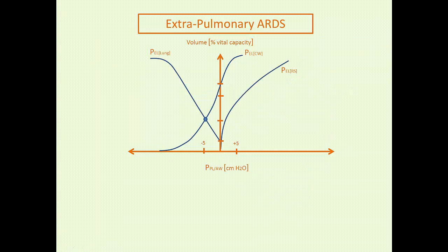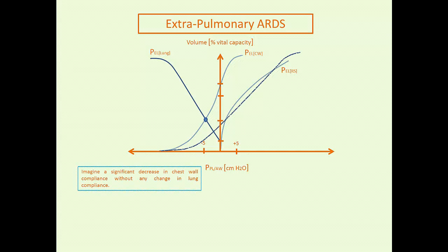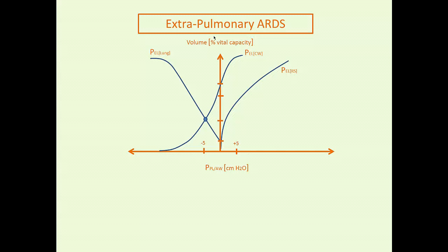Okay? Extra-pulmonary ARDS. So this is a significant change in your chest wall compliance. So see that again, chest wall compliance here. This is the normal patient. Pulmonary compliance, functional residual capacity, chest wall compliance here. Modified Campbell diagram. This is pleural pressure or intrathoracic pressure when referring to these curves. It's airway pressure when referring to the respiratory system compliance curve.